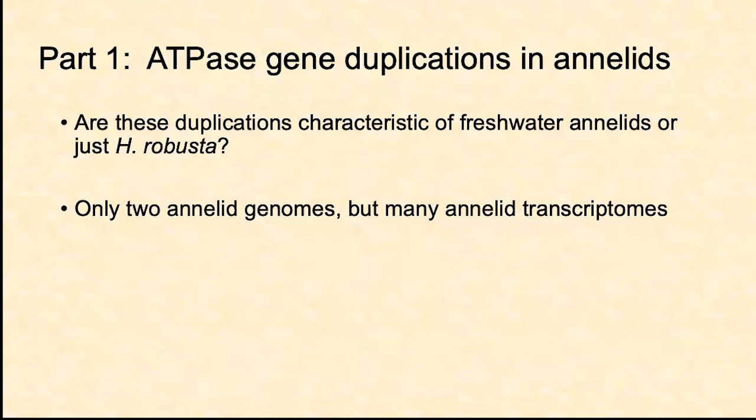And Helobdella is kind of weird. So are these duplications characteristic of freshwater annelids in general, or just Helobdella for some other reason, or just leeches, or just something else, right? So I only had 2 annelid genomes. I couldn't answer that question. But all those data we were talking about producing, I had a lot of transcriptomes.